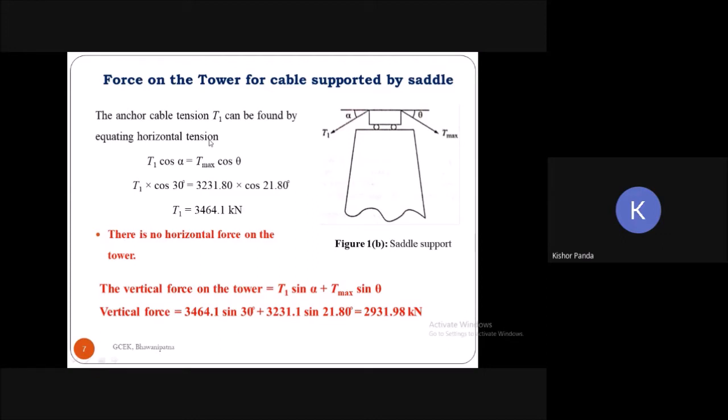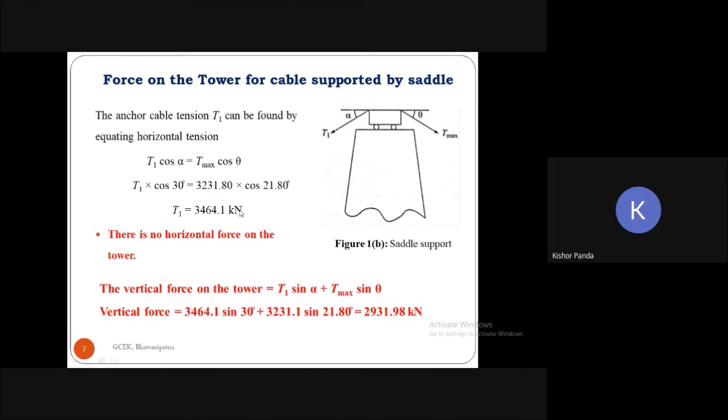The anchor cable tension T1 can be found by equating horizontal tension. So here you take the anchor cable tension T1 and this is the tension in the cable, Tmax. Take the horizontal component of these two. T1 cos alpha is equal to Tmax cos theta. Then T1 is equal to Tmax cos theta by cos alpha. So you will get T1 is equal to 3464.1 kilonewton. This is the anchor cable tension.